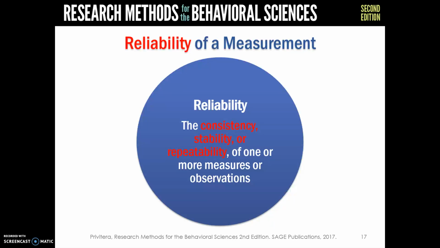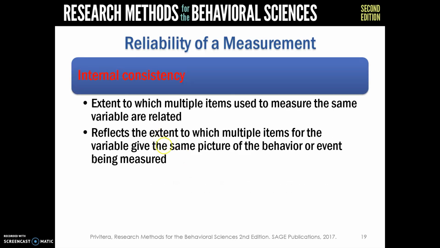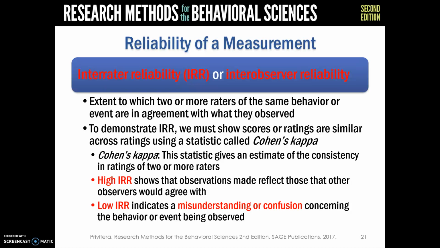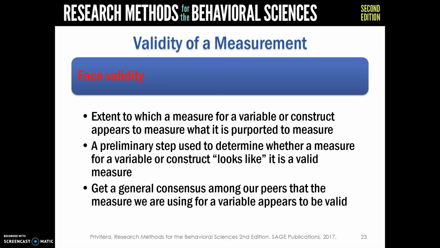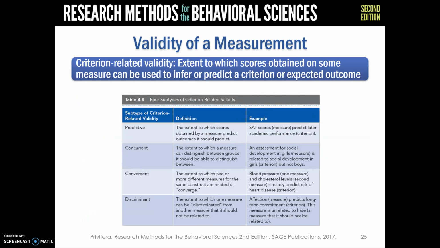So reliabilities, test and retest, all of these you should know. You will see these on your exam again. Internal consistency. Okay. Inter-rater reliability, inter-observer reliability, all of this information you should know. What validity means as well, what different types of validity there are, what they actually refer to.